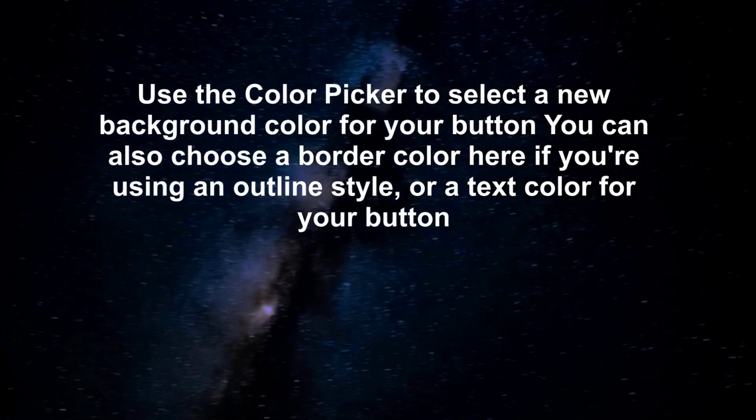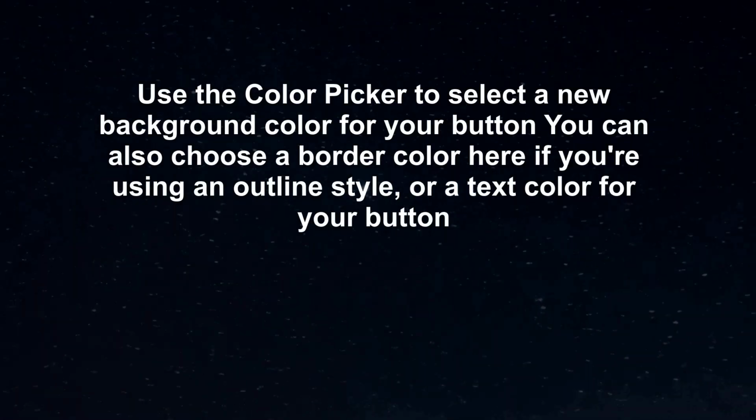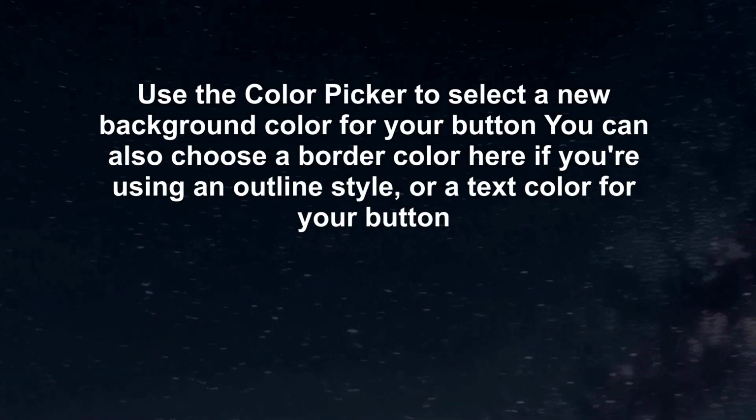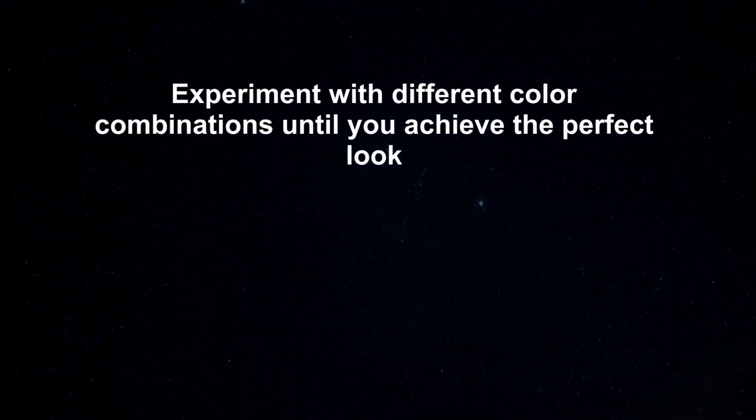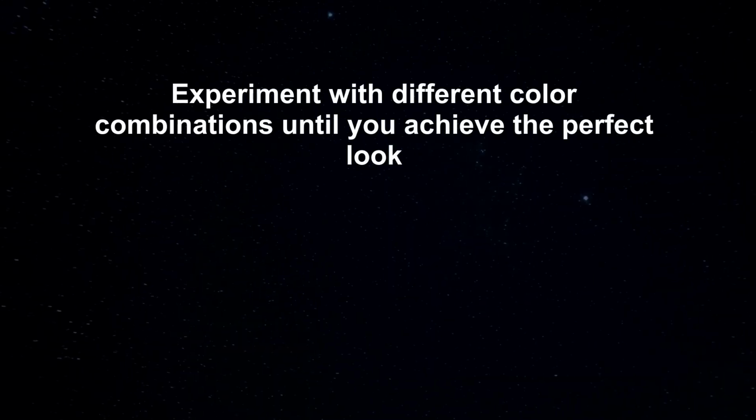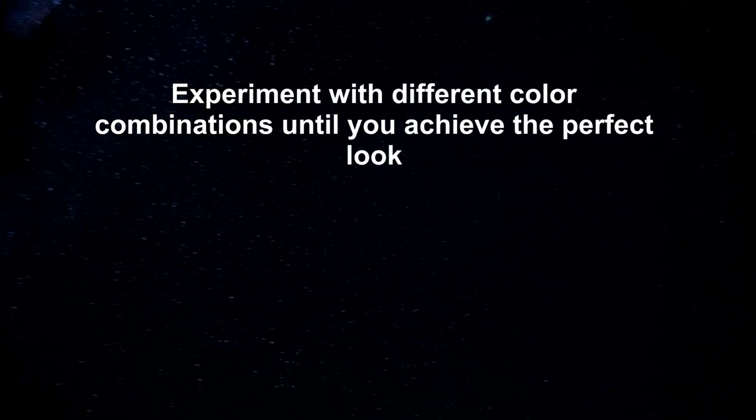Use the color picker to select a new background color for your button. You can also choose a border color here if you're using an outline style, or a text color for your button. Experiment with different color combinations until you achieve the perfect look.